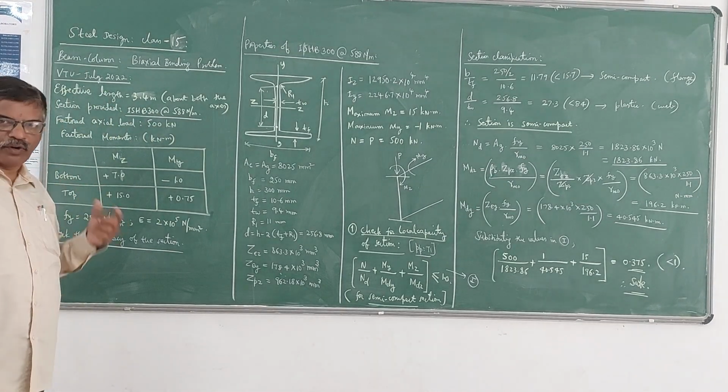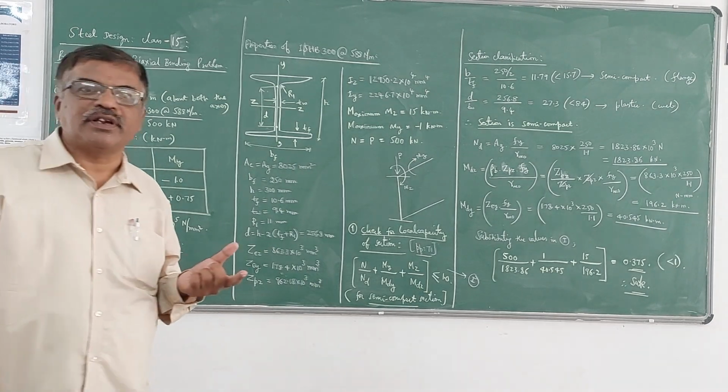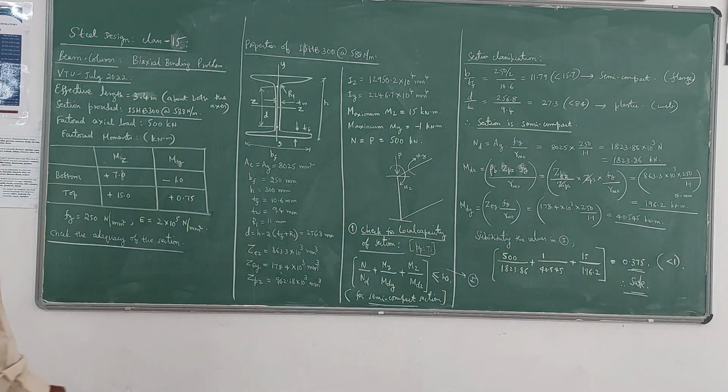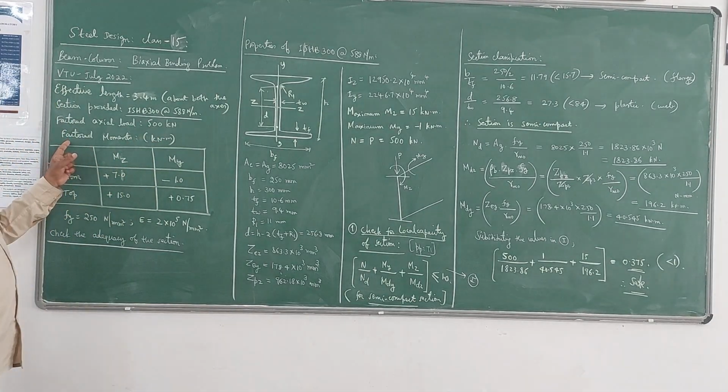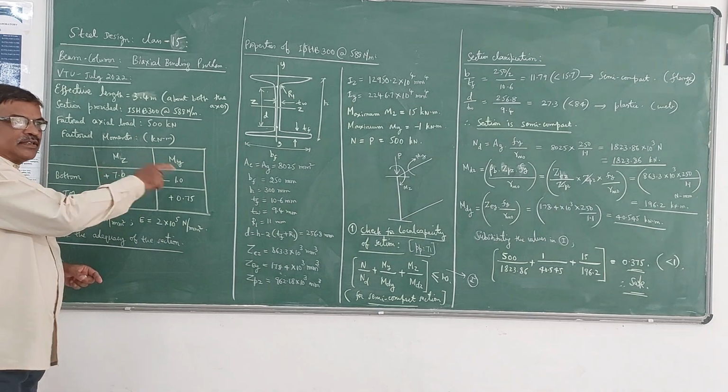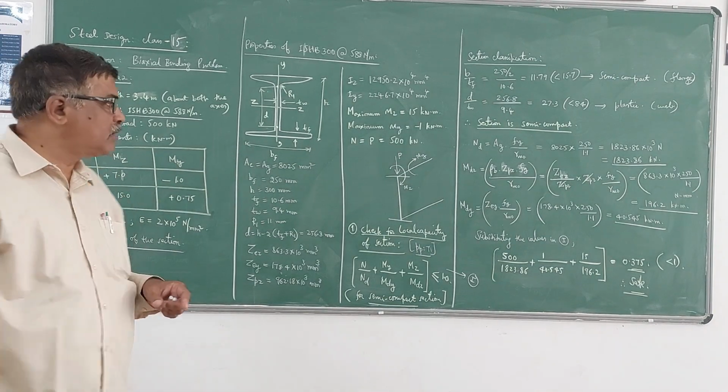So, already the section is provided, and we have to check the adequacy of that section. Factored axial load on the beam column is 500 kN. Factored moments are in both the directions. That is why it is called the biaxial bending case.